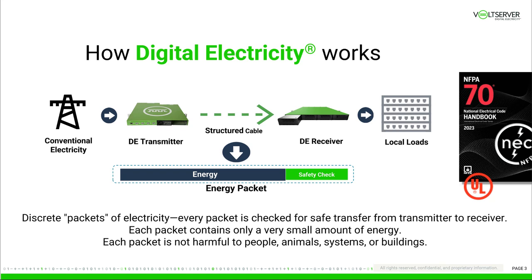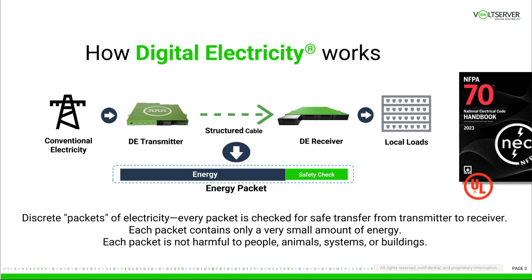We take power from the utility or your UPS, BESS, or on-site energy source, and we convert that power into a digital packet format. Our patented process is called packet energy transfer. Those packets of energy flow across structured cabling to a receiver that accepts the digital electricity and converts it back into a traditional analog power type to power a local load.